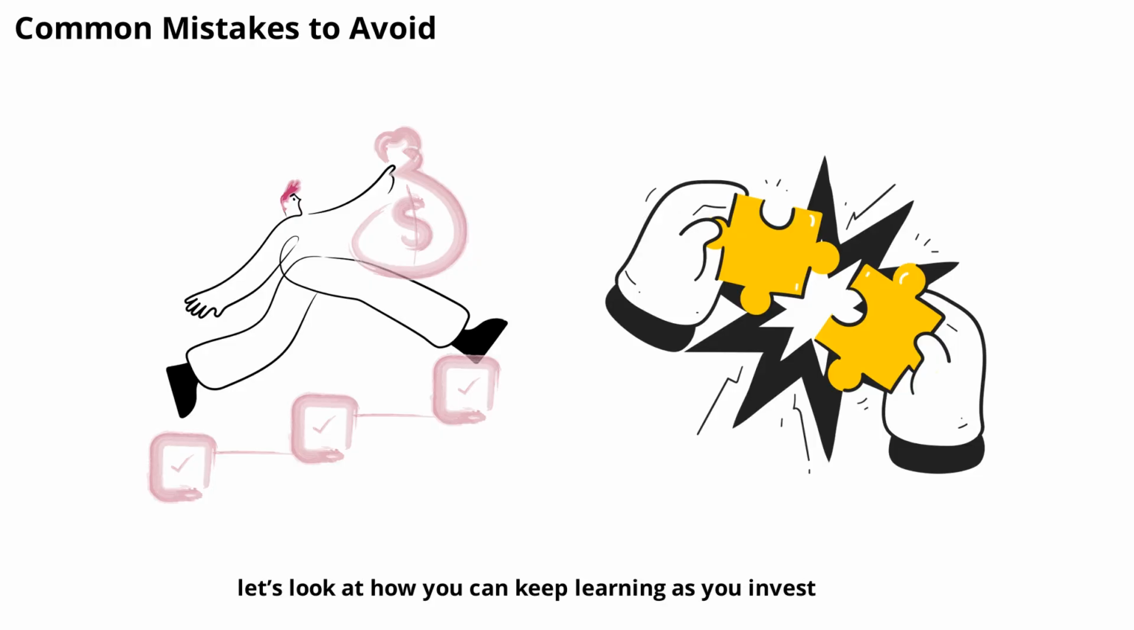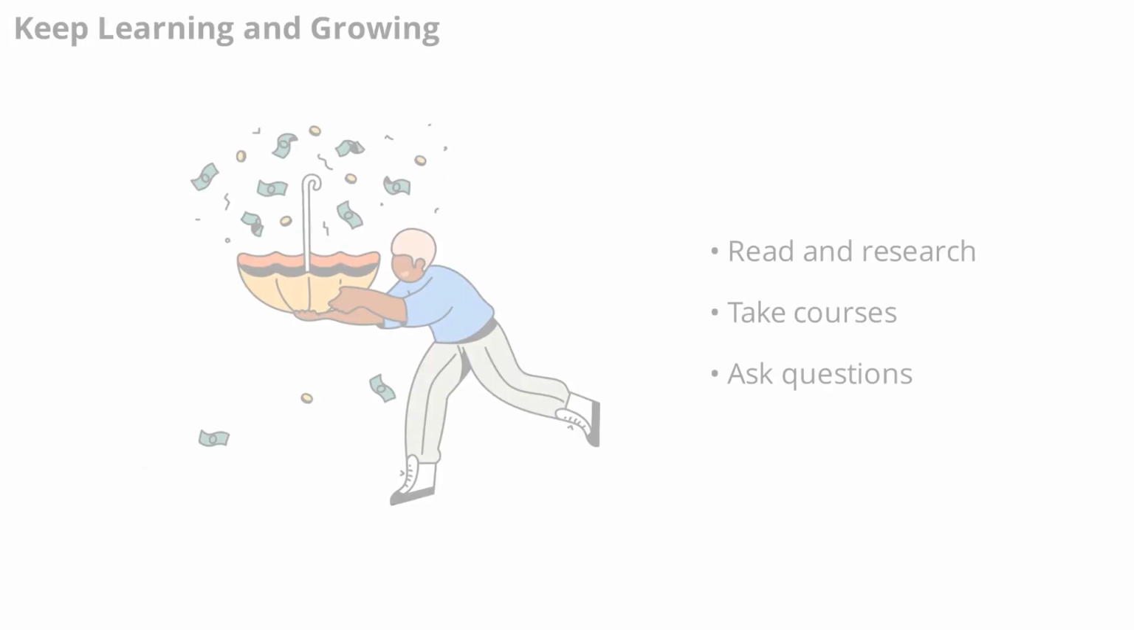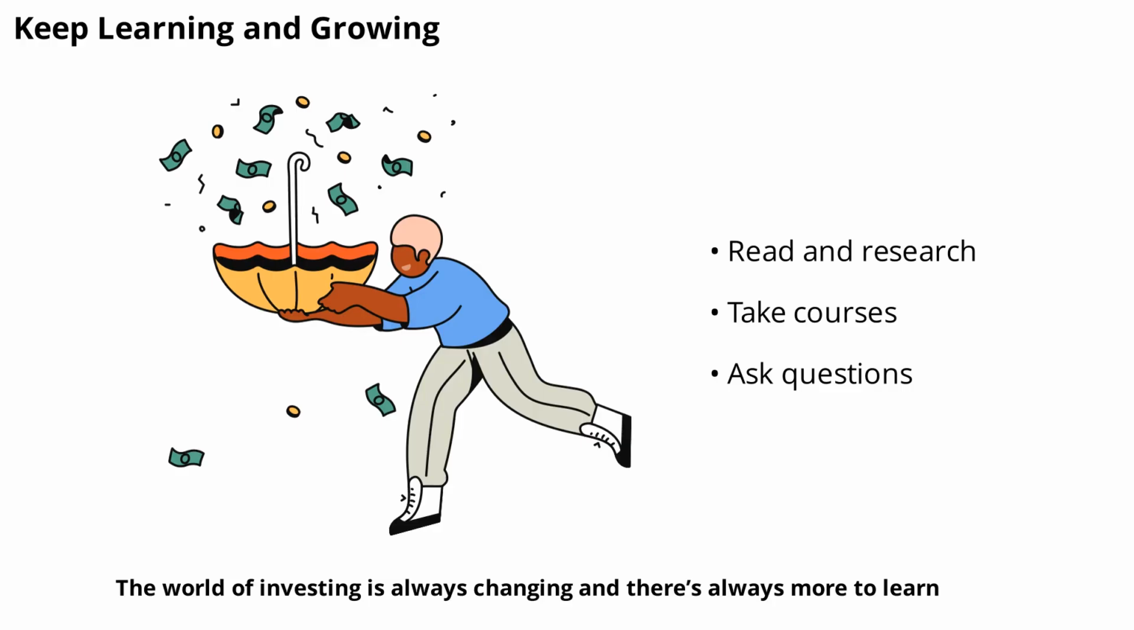Next, let's look at how you can keep learning as you invest. The world of investing is always changing, and there's always more to learn. Read books, follow reputable financial websites, and consider taking online courses to deepen your understanding. The more you learn, the more confident you'll feel about your asset allocation choices. Don't be afraid to ask questions or seek advice from trusted sources.